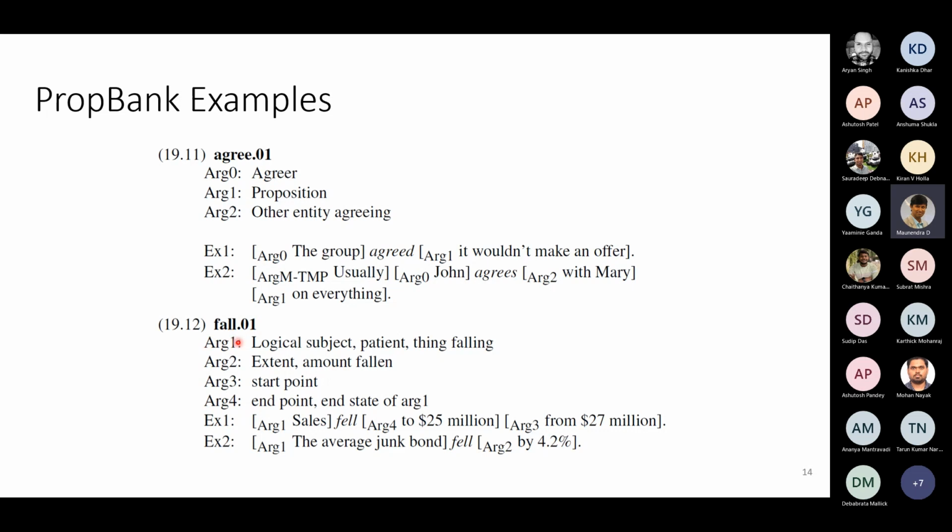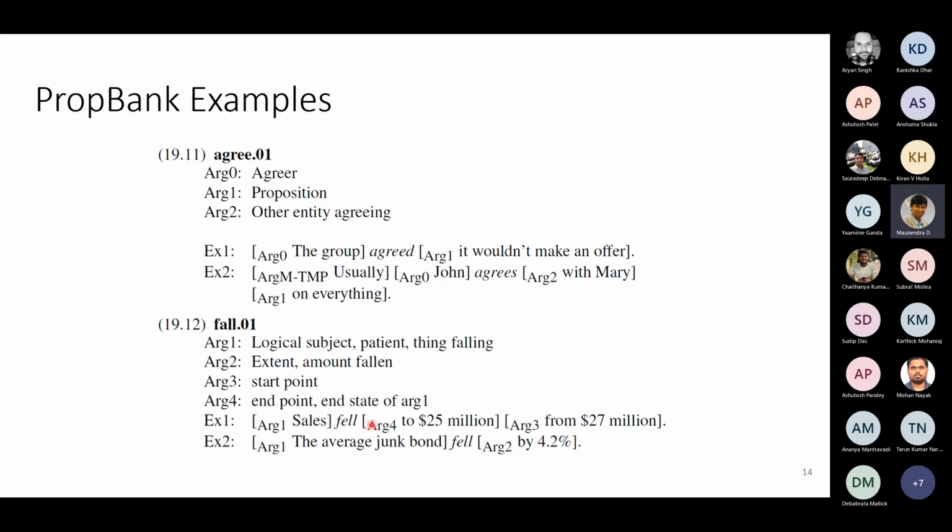So argument 1 will be the logical subject or the patient or the thing that will fall. Argument 2 will be the extent or the amount by which it fell. For example, the average junk bond fell by 4.2%. So although the word here is fell, the root word for that is fall. So it will come under this category. And what fell? The average junk bond. Now the subject or the thing falling is argument 1. So this becomes the argument 1. And by what amount? 4.2%. So this is the extent or amount fallen. Now this becomes argument 2.